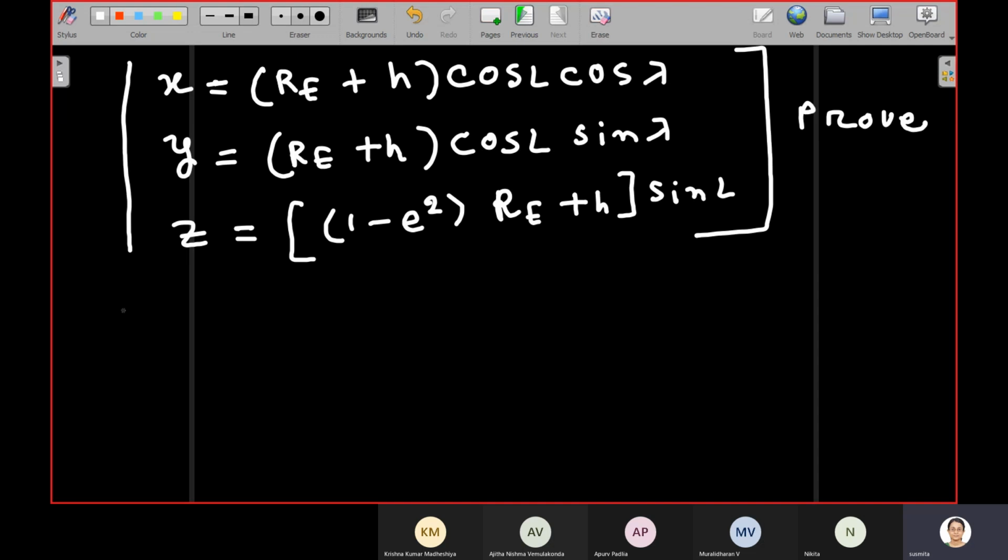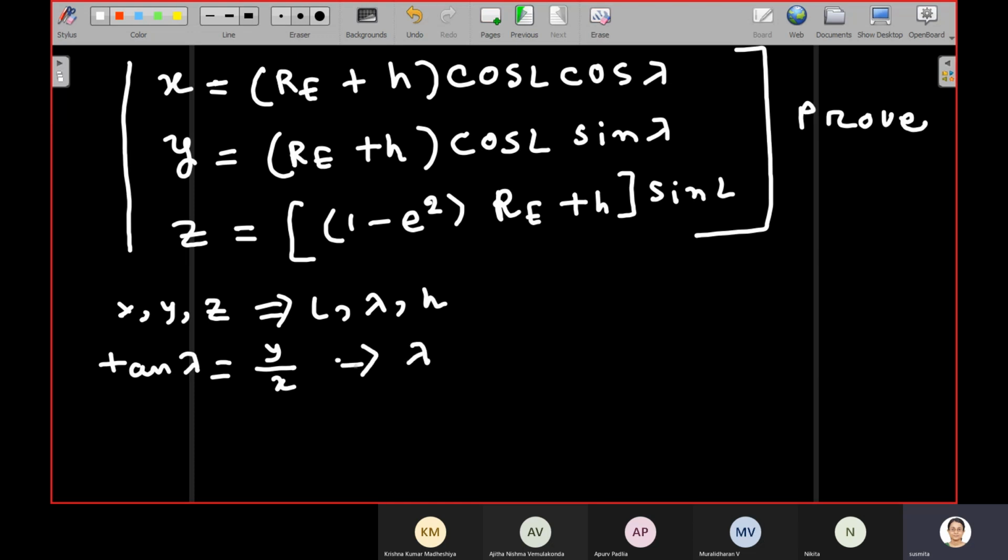Next is XYZ to latitude, longitude, and height. So longitude is straightforward. Tan lambda is equal to y by x. So from this we can find lambda as atan2. Atan2 is basically a four quadrant arctangent operation, so that you get the longitude within plus minus 180 degrees.